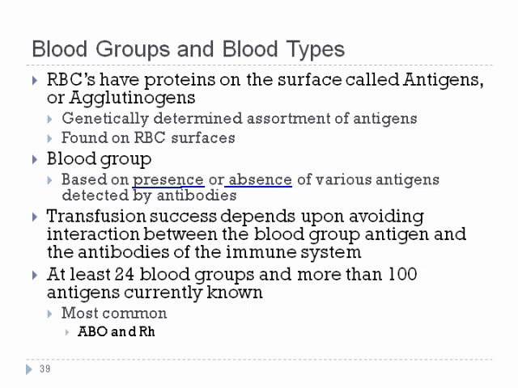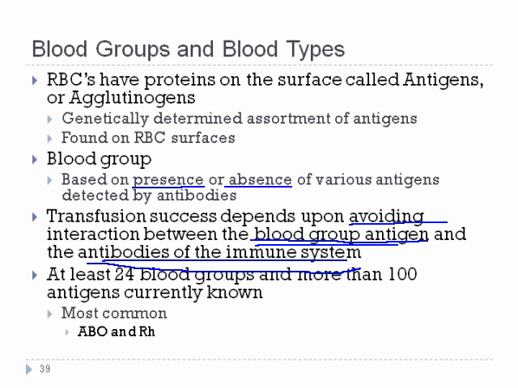When we give somebody a transfusion, we want to avoid an interaction between that protein and the antibodies of their immune system. So that's why we talk about compatibility for transfusion. We're trying to avoid interacting a protein with an antibody.